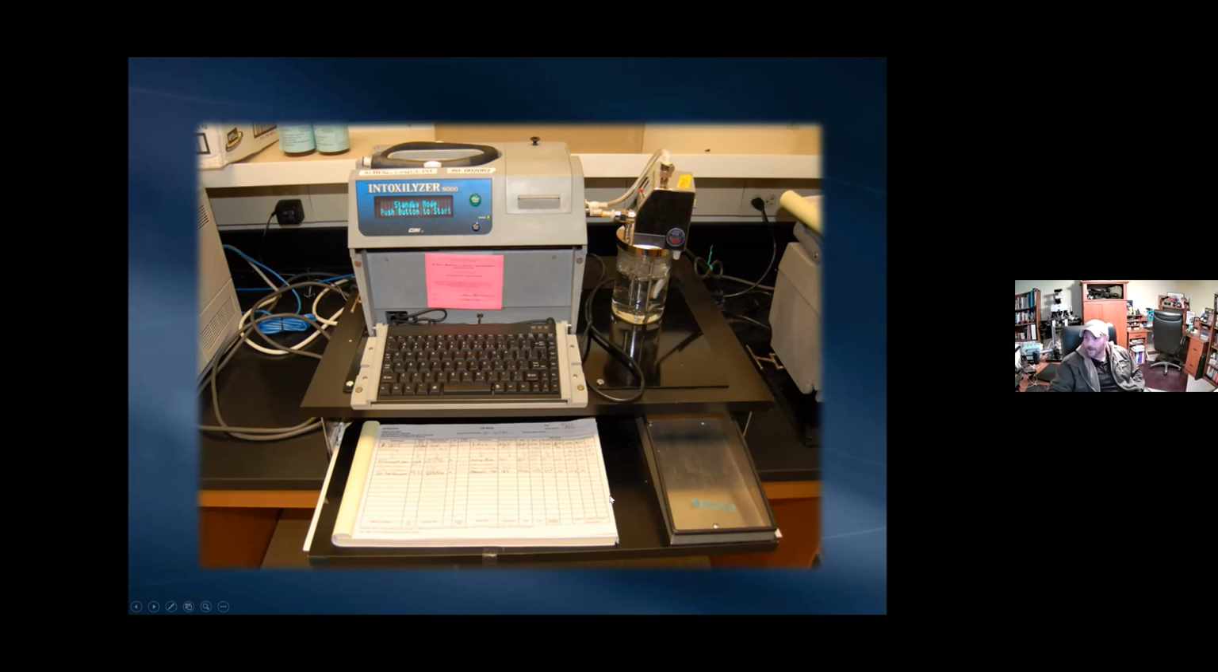These days, this is what you'd look like if you're silly enough to abuse alcohol and then go out and drive and get pulled over. This is what you're going to see in some of the substations that you would be breathing into. And it's a very simple system that, again, quantifies how much alcohol is in your breath. So that's a preliminary test.